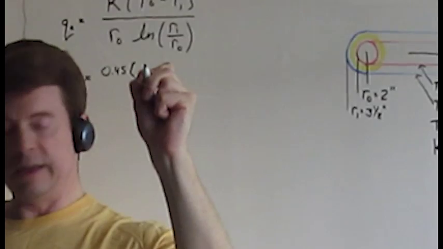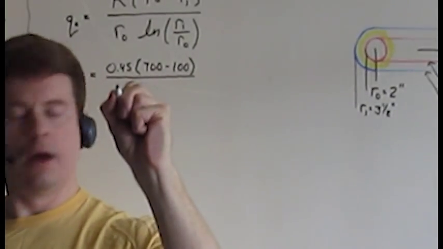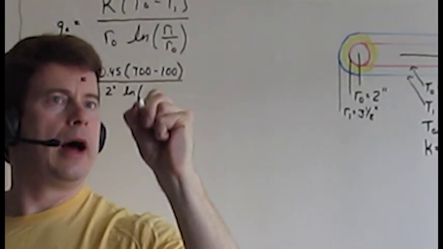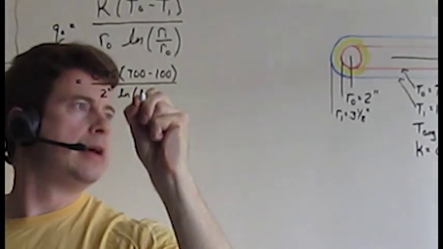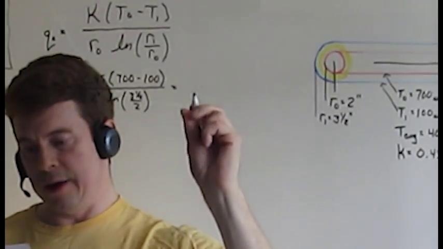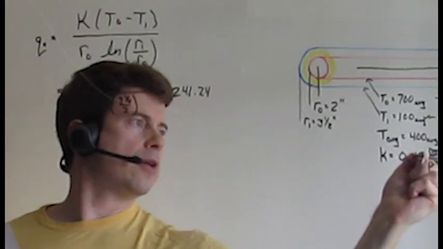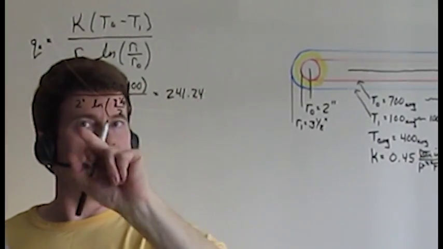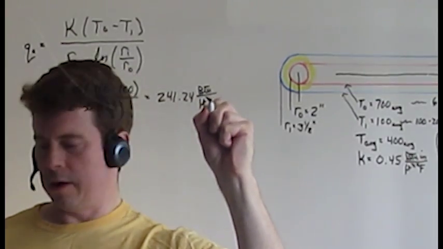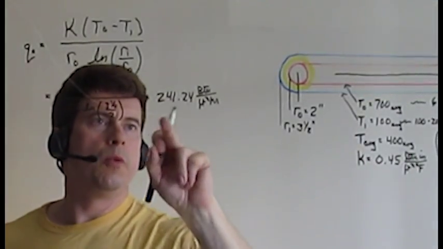0.45, our T0, which was 700, minus 100, divided by our R0, which is 2 inches for a 4-inch diameter pipe, and then ln of our R1, which is the outside of 3.5 divided by 2. And this gives us a Q0 value of 241.24. And then canceling out our units, BTU, it cancels out inches underneath, so that gives us BTU per feet squared per hour.